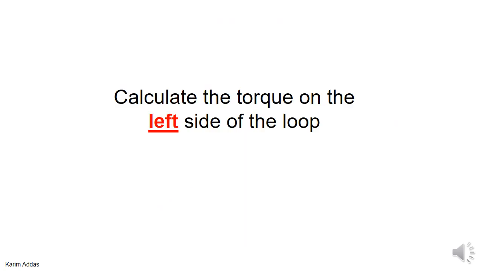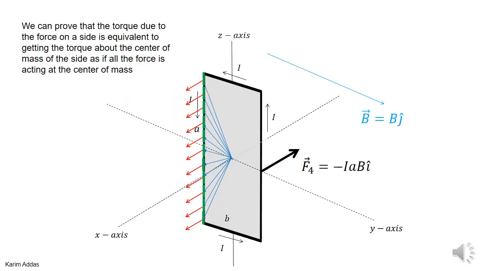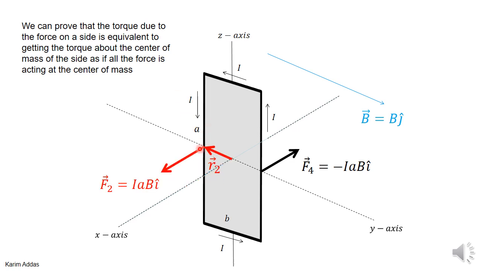Now let's calculate the torque first on the left side of the loop. In principle, when you calculate the torque on the left side, you should cut up the side into small parts and then get the torque due to each part and add them up to get the total torque. But it turns out there's a very simple simplification. You can consider as if all the force is acting at the center of mass of that side, and you can just take the vector that points from the origin to the center of mass as if all the force is applied at that point. So this is what we're going to do, and the torque in this case is going to be the R2 vector crossed into F2.